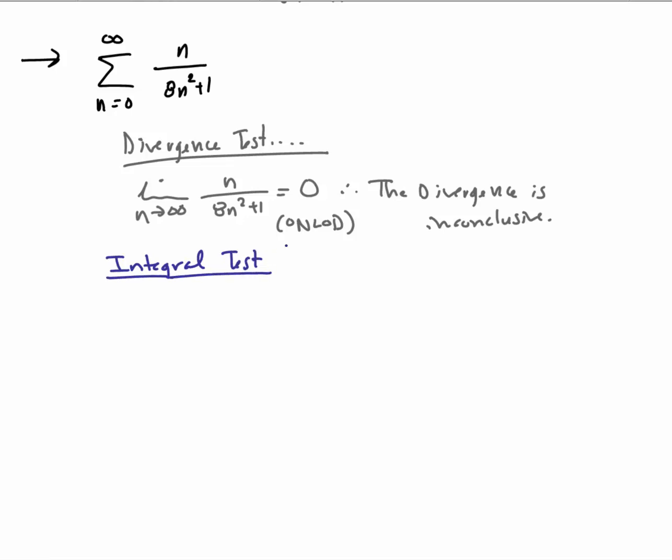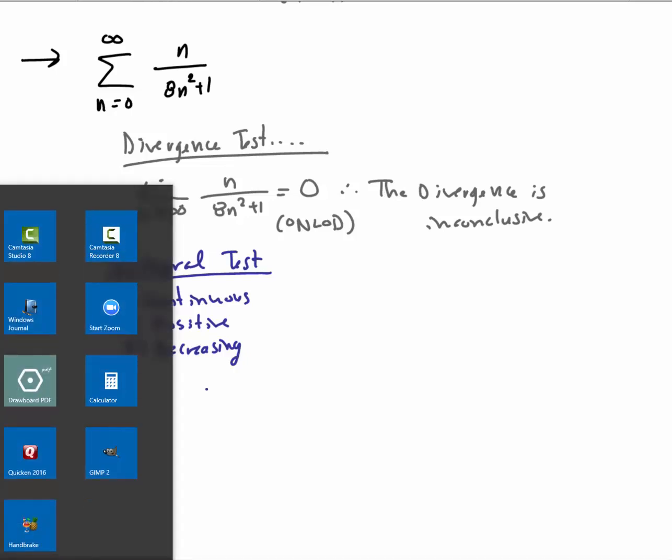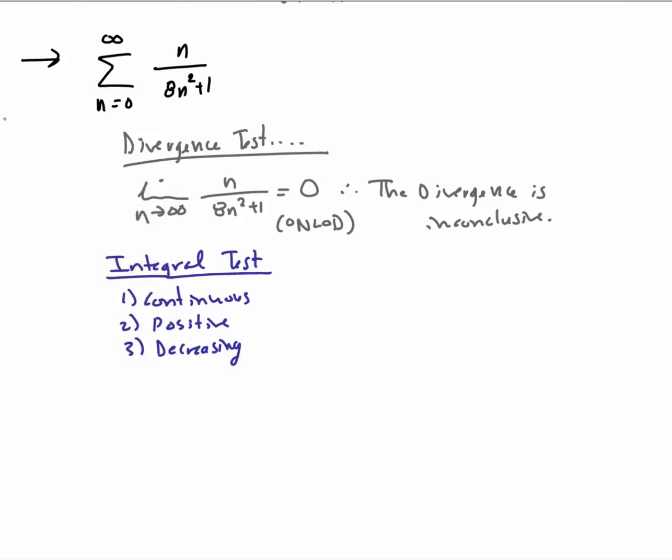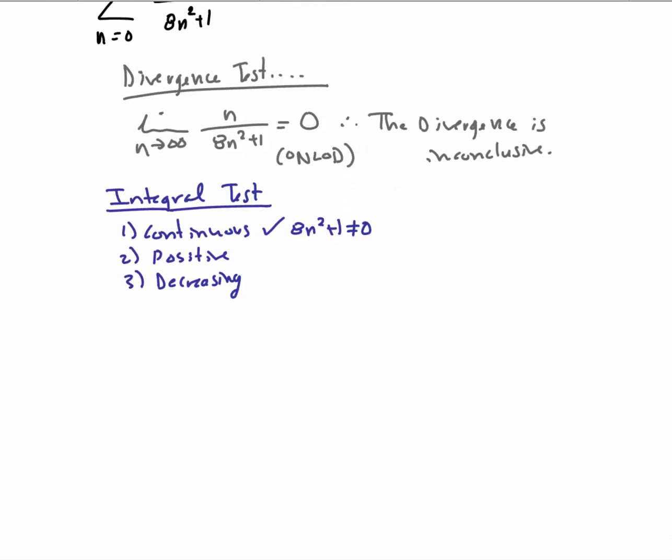So for the integral test, I have to establish three things. I have to establish that it's continuous, that it's positive, and that it's decreasing. And I can't just say these are true. I have to actually show that they're true. So first of all, something is continuous if basically the denominator doesn't equal 0. So what we can say here for continuous is that it is continuous because 8n squared plus 1 does not equal 0. And we're only looking at these values from 0 to infinity. Now, for the integral test, we usually look at this starting at 1, but that change in the index doesn't make a huge difference. So again, we can just focus on that 1.